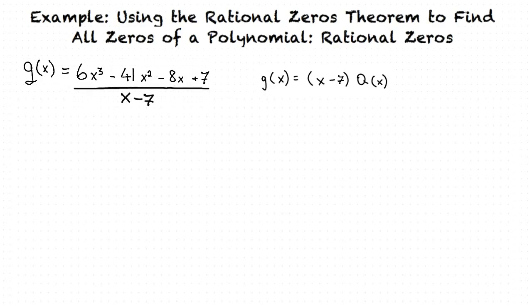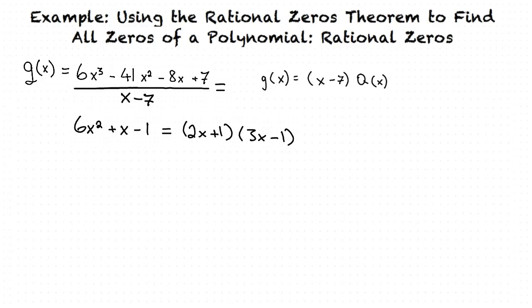If you would like to brush up on your division skills, I would suggest reviewing the topic Polynomial Long Division. The result of the division here is q of x equals 6x squared plus x minus 1. We can find the remaining zeros by using the polynomial we found to be q of x. We can factor this polynomial into the factors 2x plus 1 and 3x minus 1.